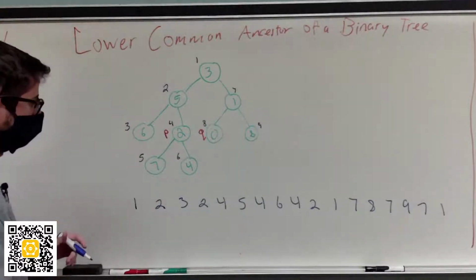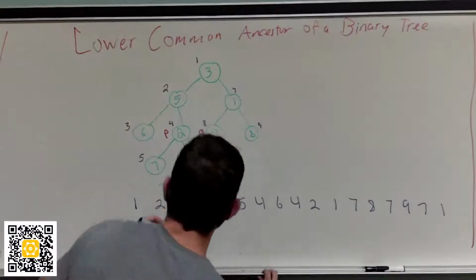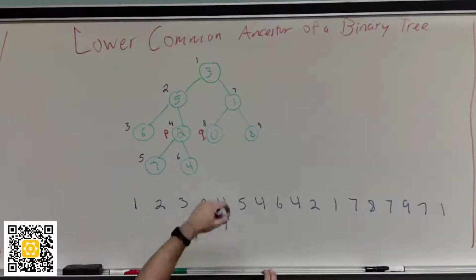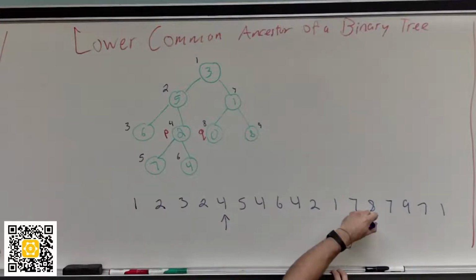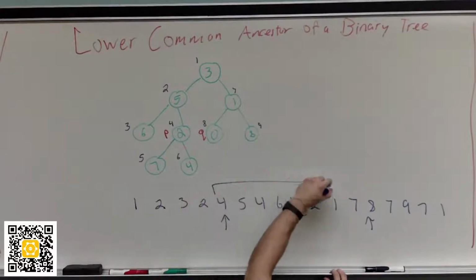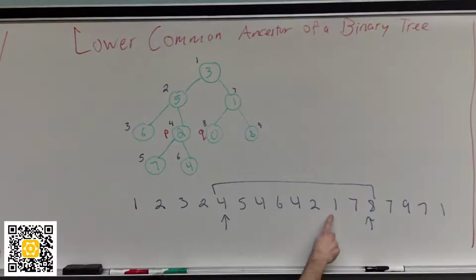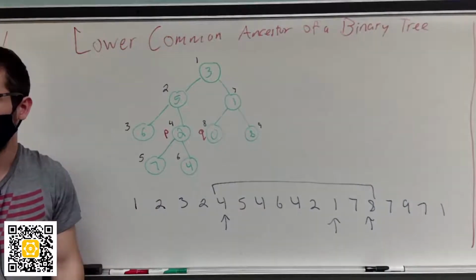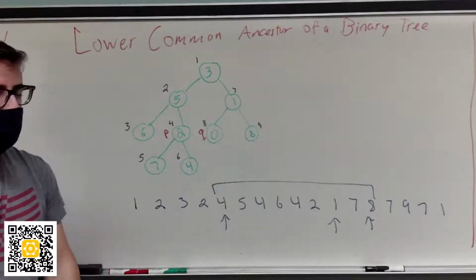Oh, 3? Yeah. So another way you can do it is you can go up to the first time you saw 4 and the first time you saw 8. And then within that range, the smallest number is your answer. So the one that's assigned to 1 is 3. Makes sense, right? Yeah.